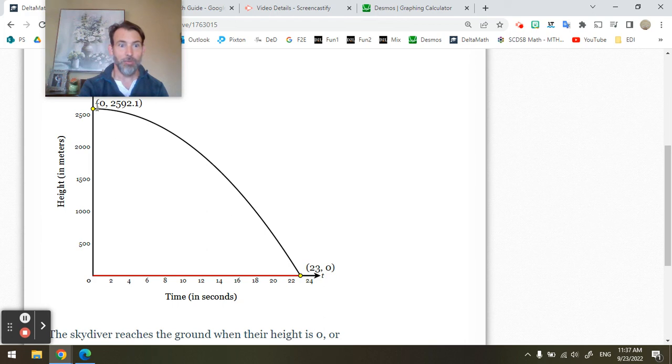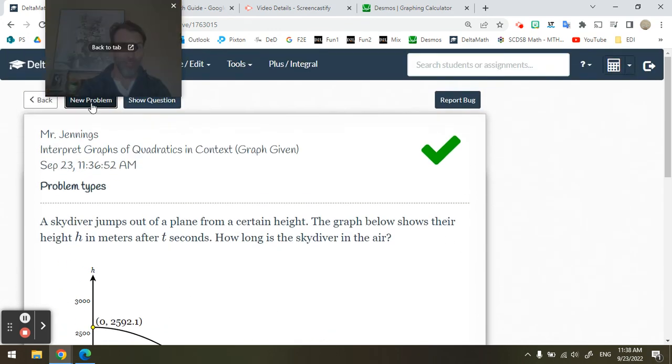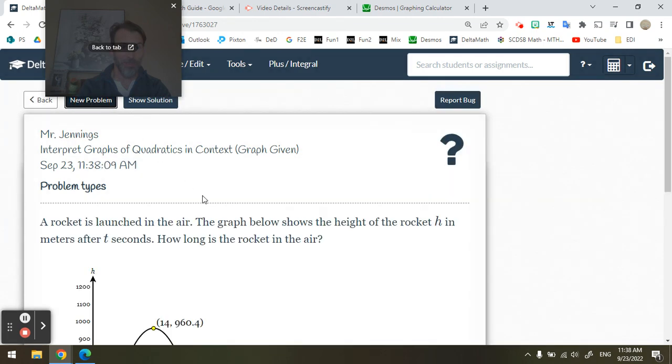A skydiver would probably jump out, pull their parachute, and their speed would change to a very shallow line, because they hit terminal velocity with their parachute out, and a terminal velocity that will not pancake you when you hit the ground. So that's why I don't like this graph or this example. Let's look at a new one.